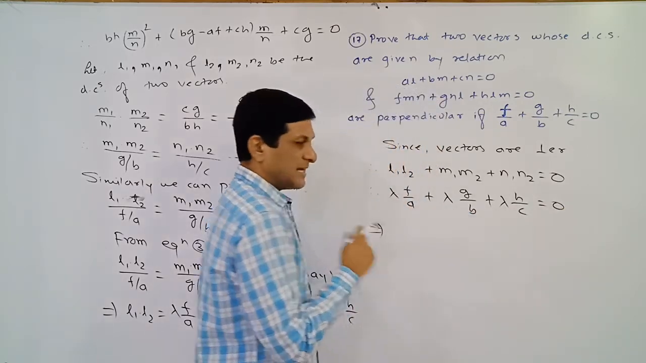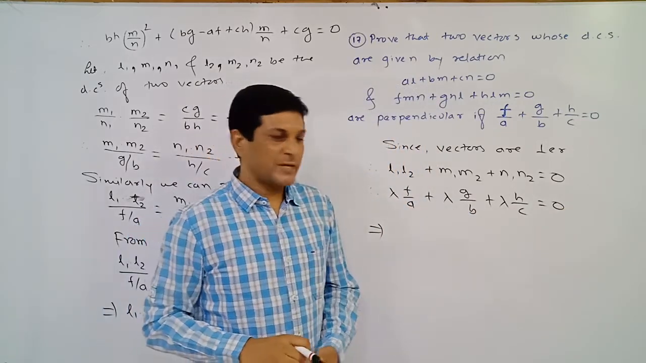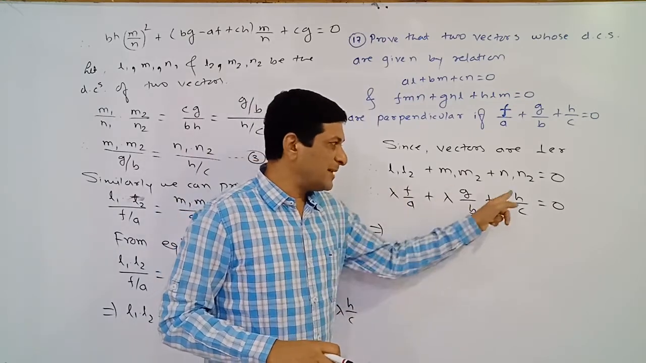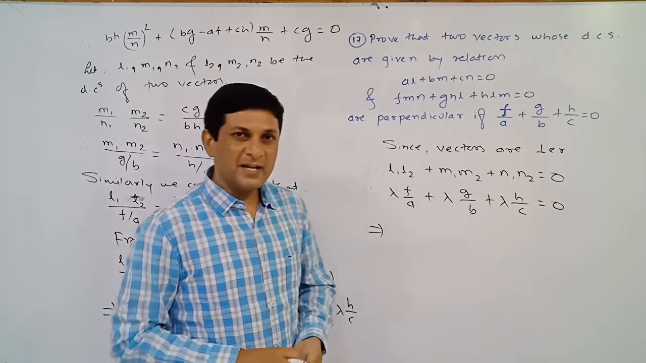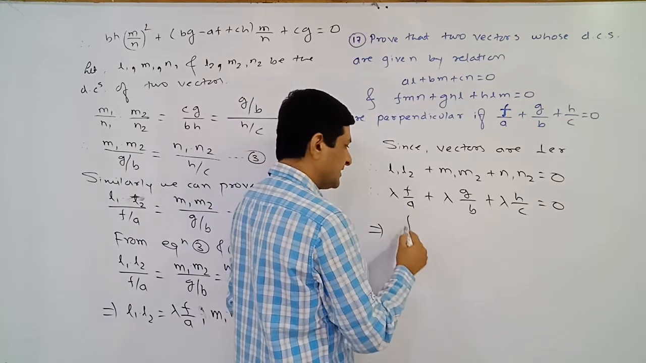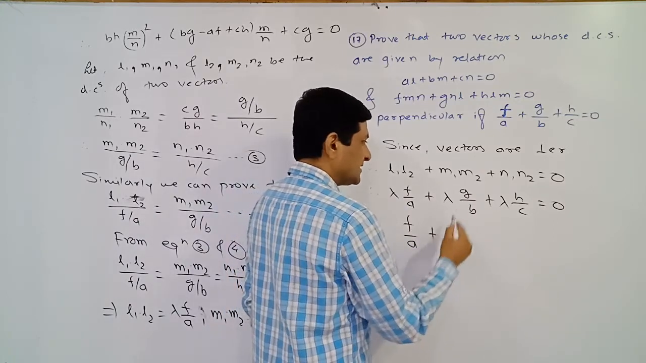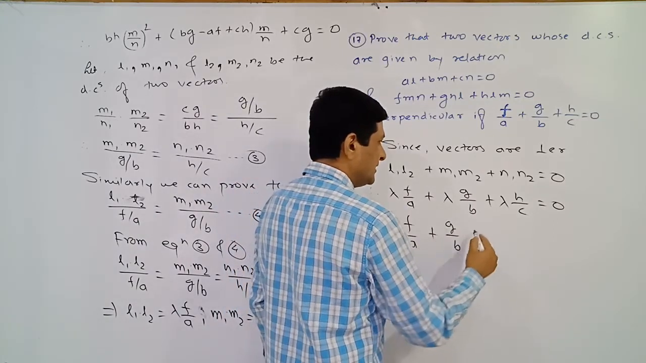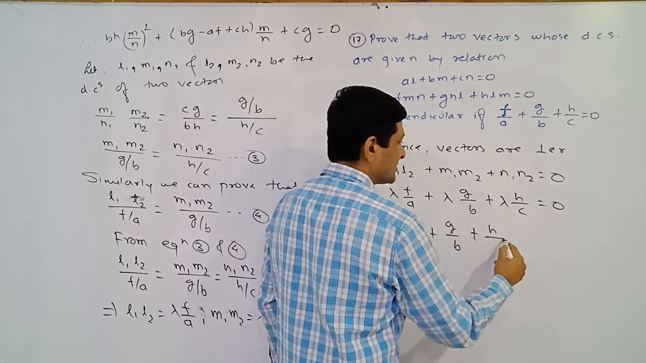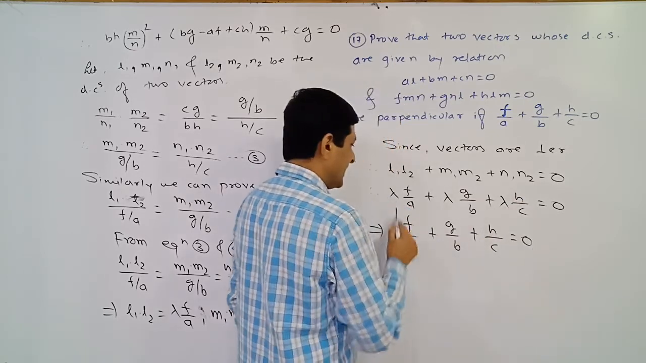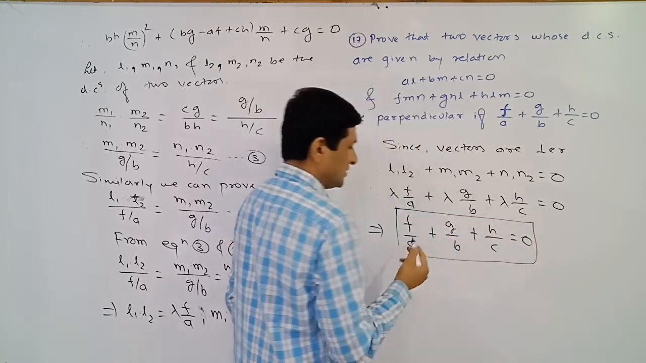So this implies that if you observe this expression, all the terms are divisible by what? Lambda. If we divide both sides by lambda, the remaining terms are F upon A plus G upon B plus H upon C is equal to 0. And this is the result which we have to prove here.